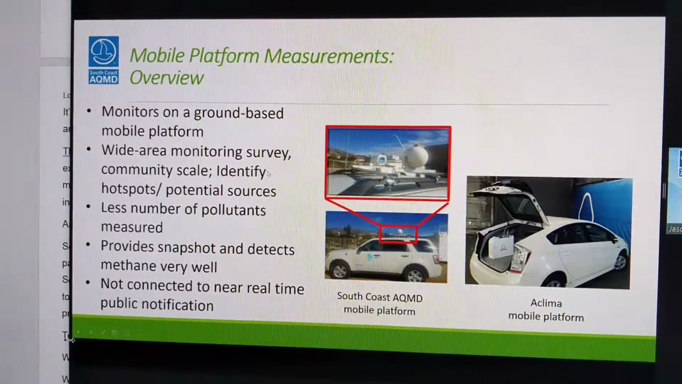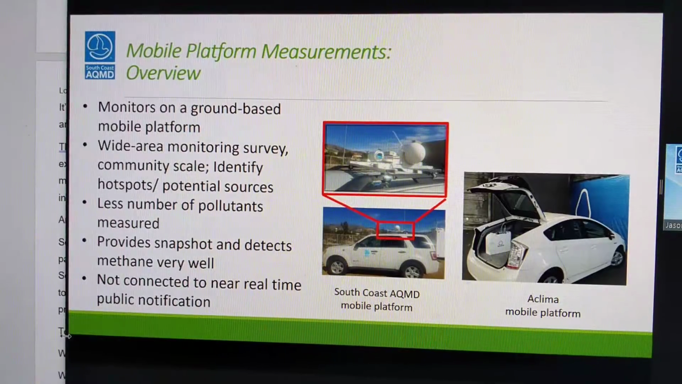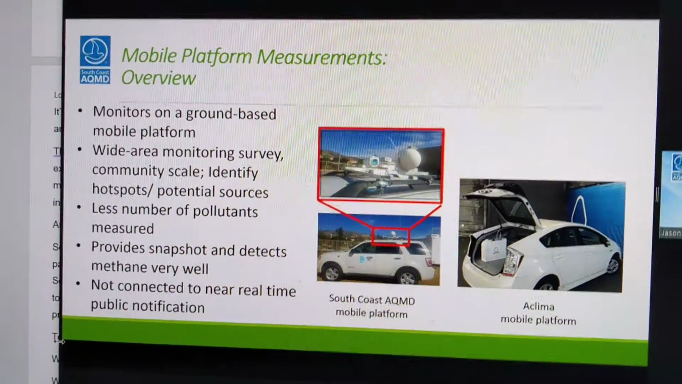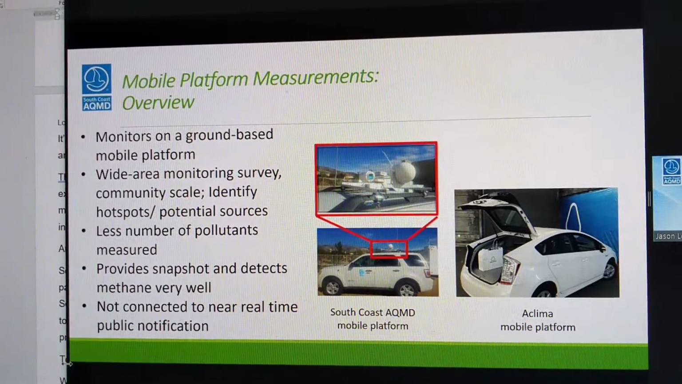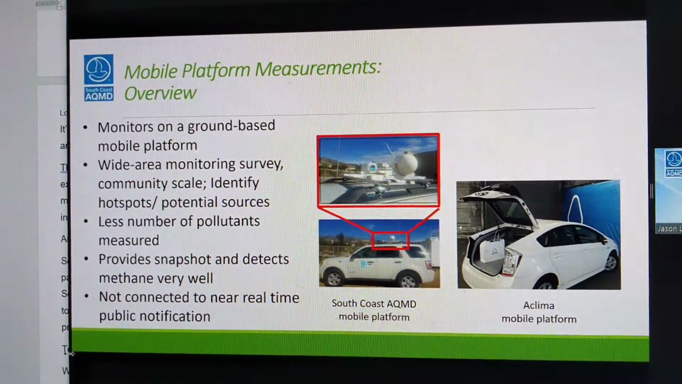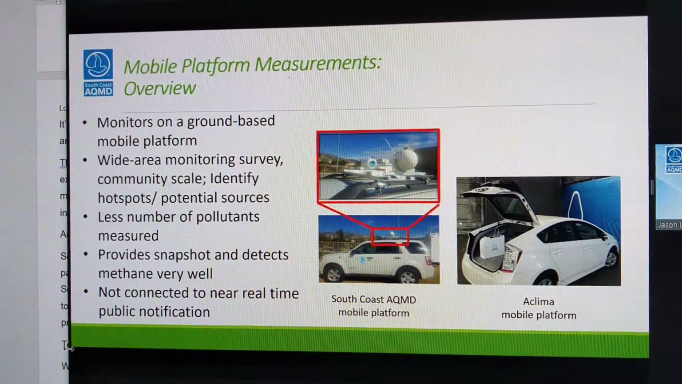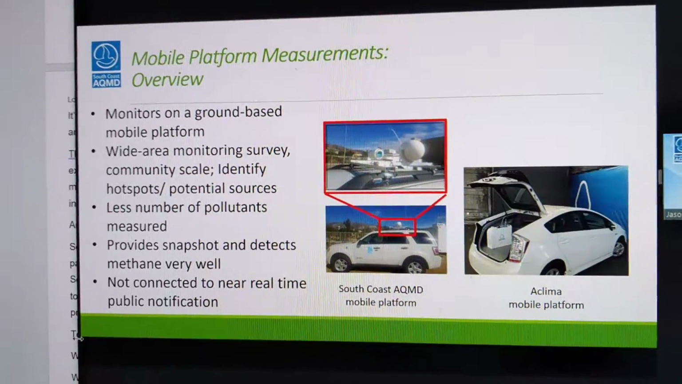measurements. And this is basically where we put monitors on vehicles, and then a driver would have to drive around the community to be able to look at the measurements as they drive around through the community. So this does allow for wide area monitoring surveys at the community scale. And this is usually very beneficial for identifying hotspots or potential sources.